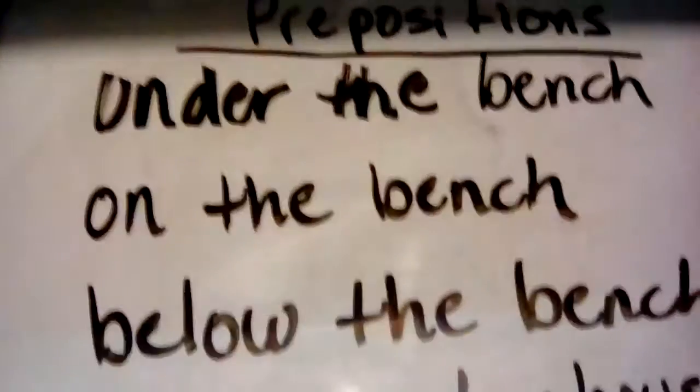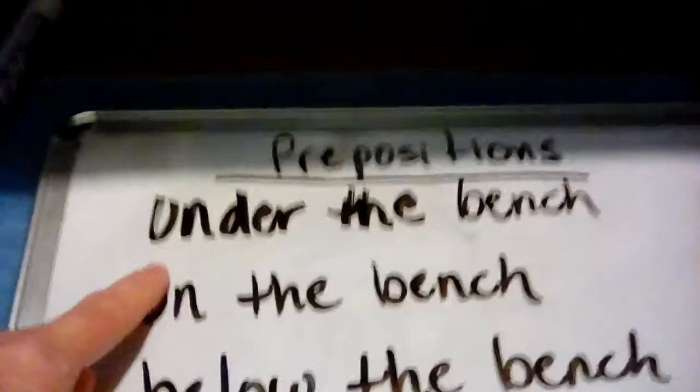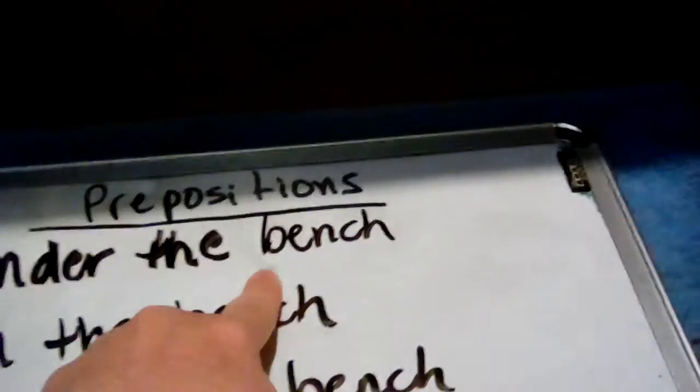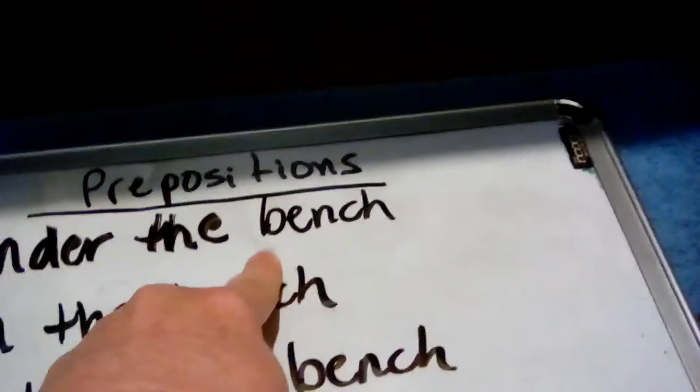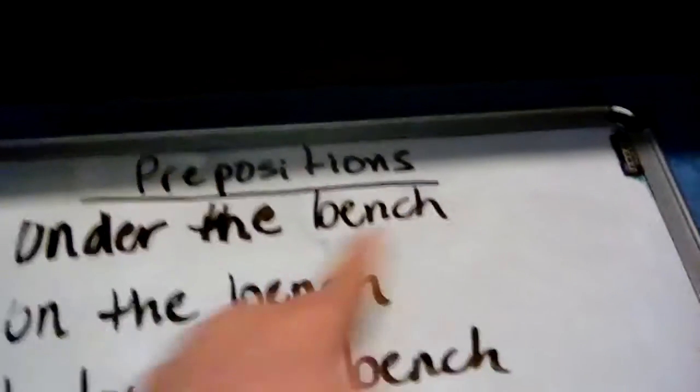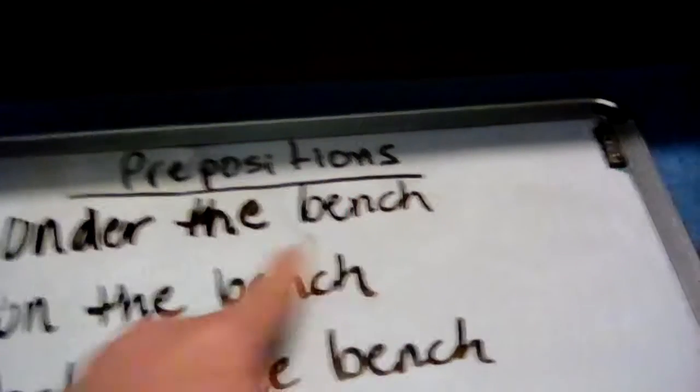So for example, if I have this marker, okay, and I say the marker is, the first one I have is under the bench. So here it is. My marker, if you can see it, is I have a bench. Okay, there's my bench. And the marker is under the bench. Okay, under is the preposition. Bench is called the object of the preposition. And together, this all makes a prepositional phrase.